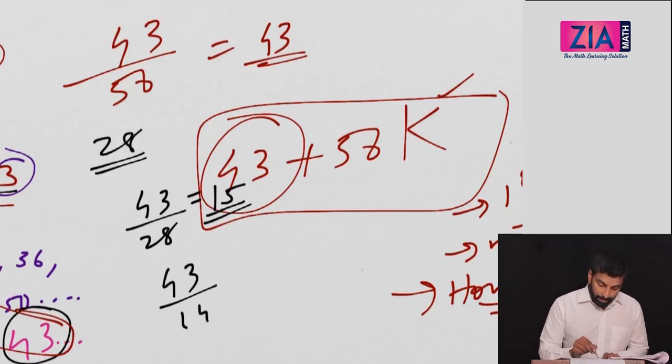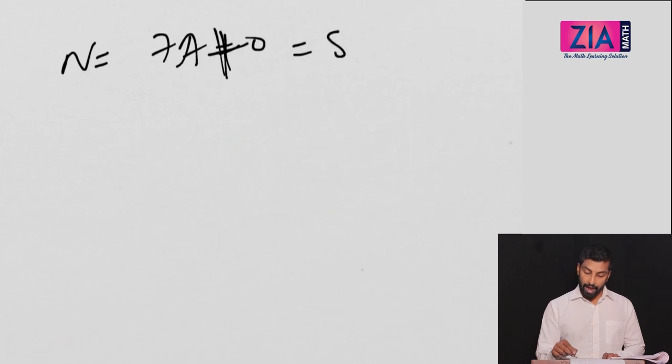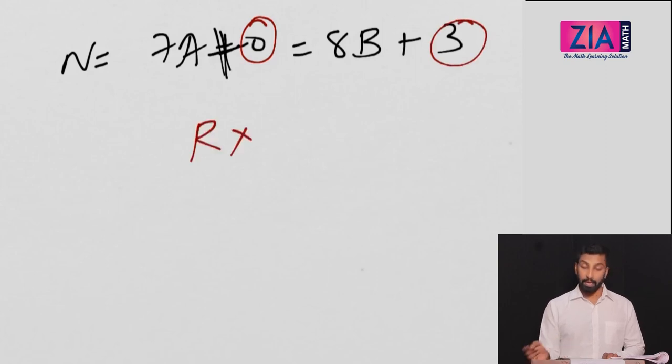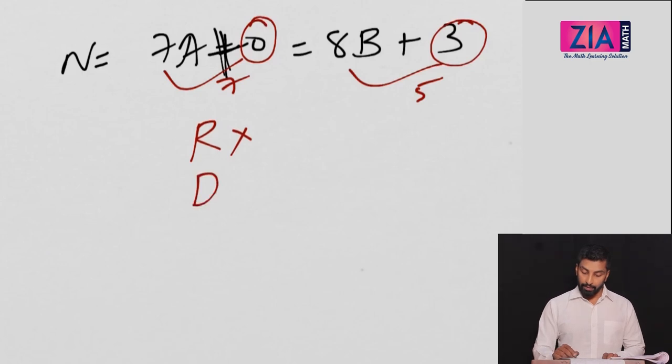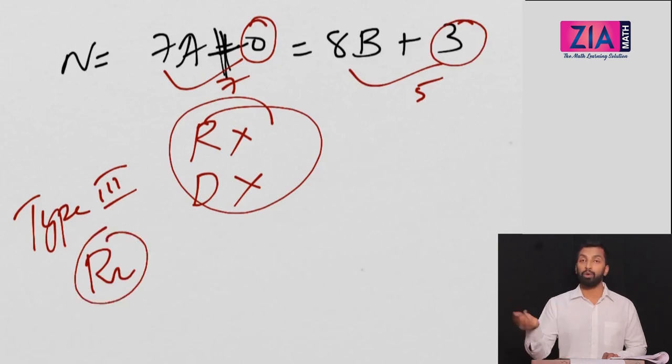Now let's make one more question. I have a number which when divided by 7 leaves a remainder 0, so 7a plus 0, which when divided by 8 leaves a remainder 3. First you need to check whether the remainder is the same. No, the remainder is not the same. Then check whether the difference is the same. Here it is 7, here it is 5. So the difference is also not the same. So this is your type 3. If it is type 3, this is your round 2 question. Solve it in round 2 when you come back.